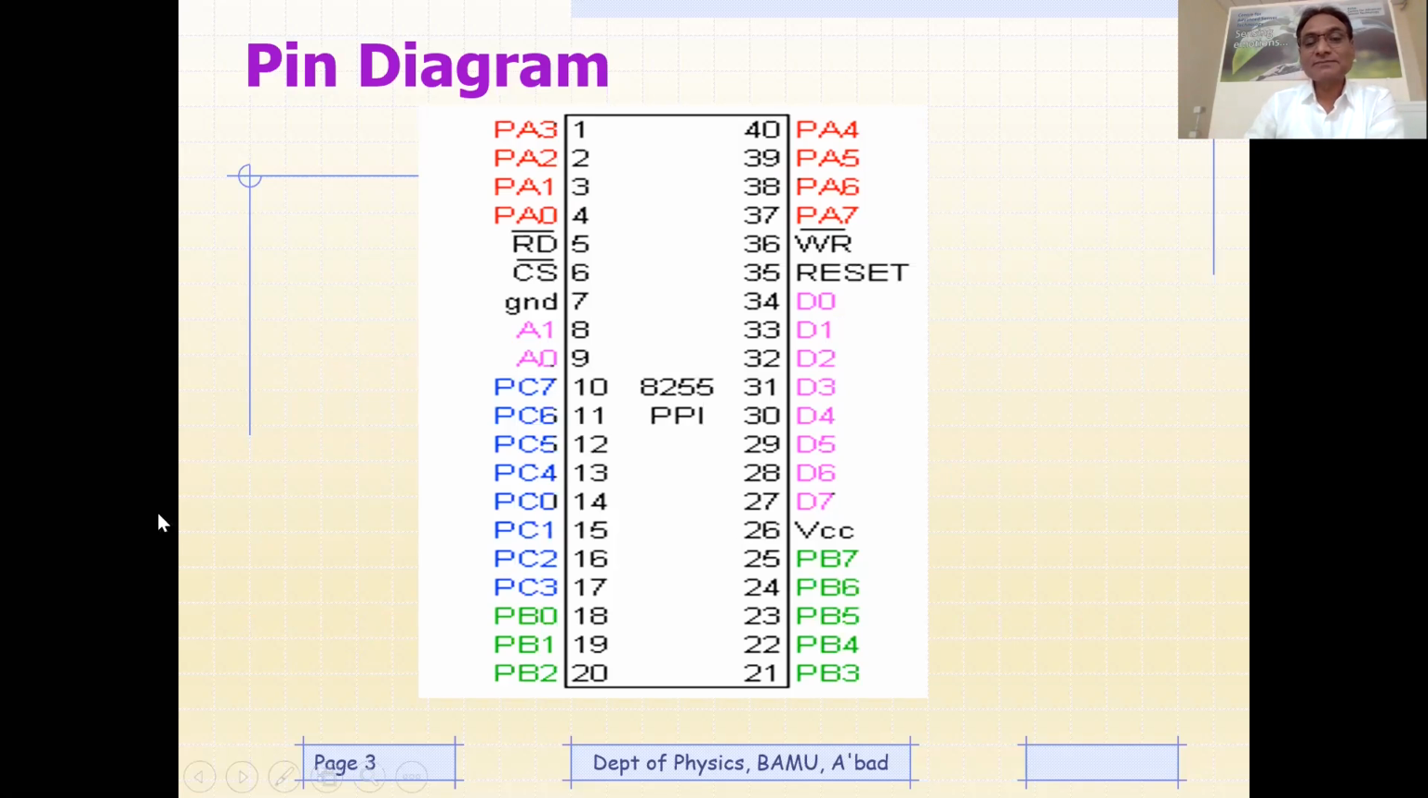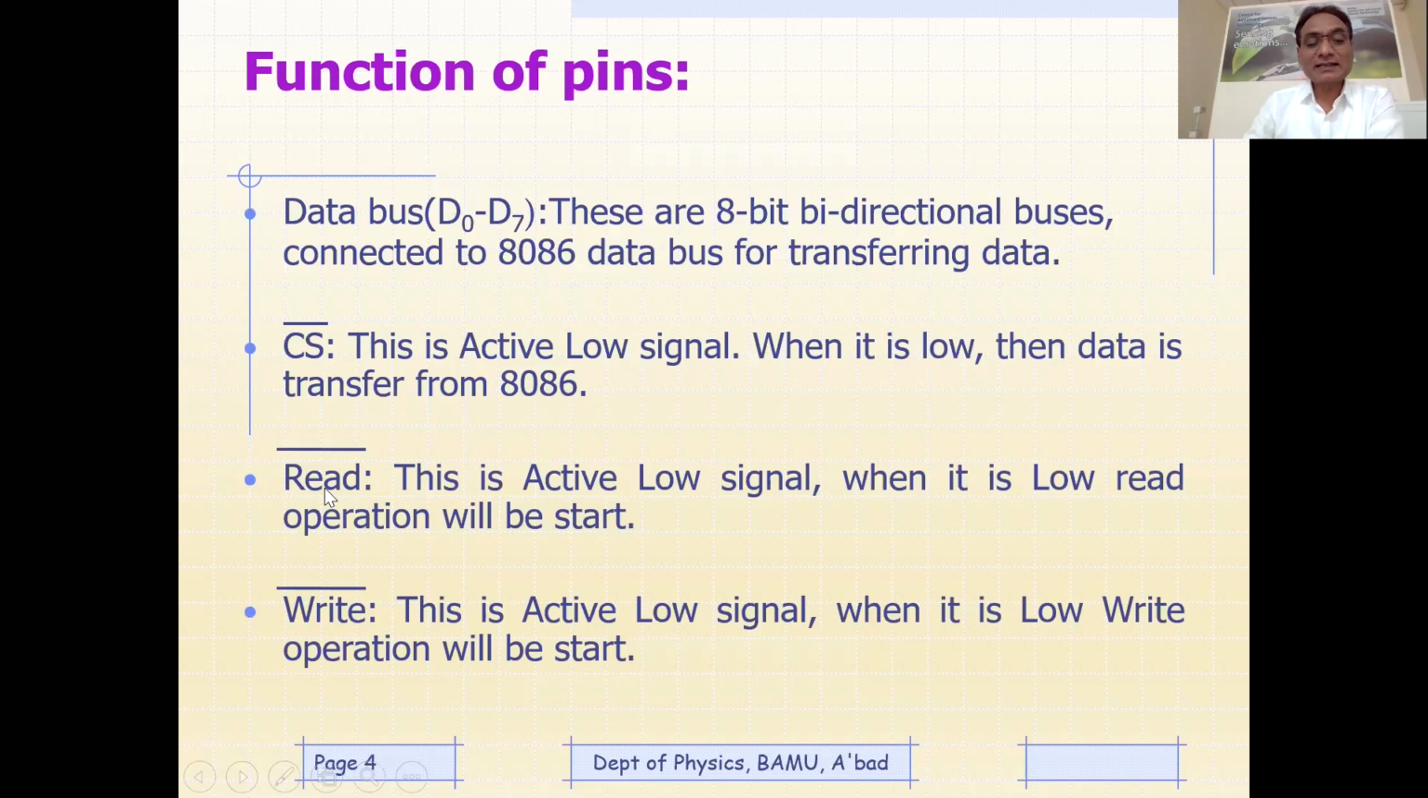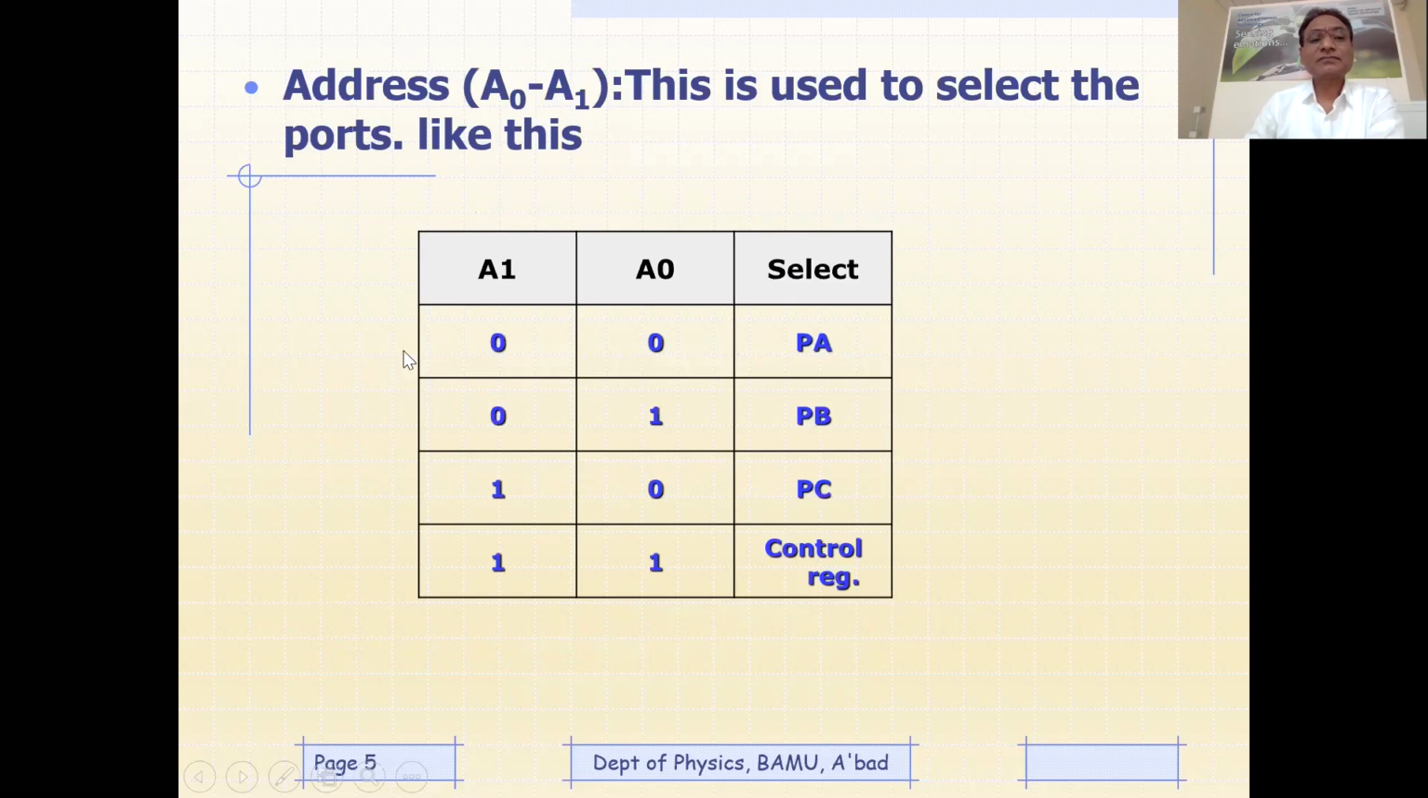So CS bar is used to enable the chip. If you want to transfer data, you need to enable the chip, so you need it to be 0, because it is active low. RD bar is read. This is an active low signal. When it is low, a read operation will be initiated. Write is also active low; when it is low, a write operation will be initiated. So read and write operations can be initiated by putting an active low signal at read and write.